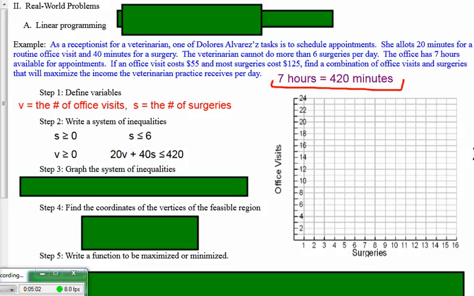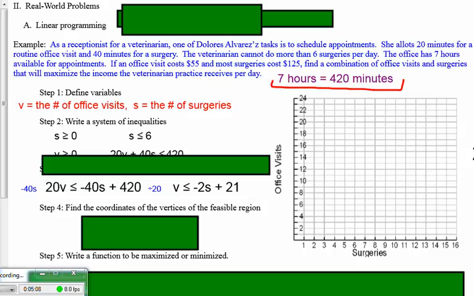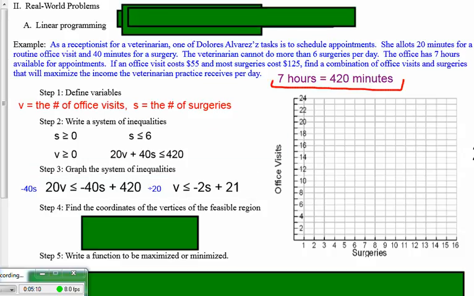So that's our system of inequalities. We actually have 4 of them to work with. So the next step then is we need to graph those inequalities. Before we go on to graphing them, let's change this inequality into something a little easier to graph.